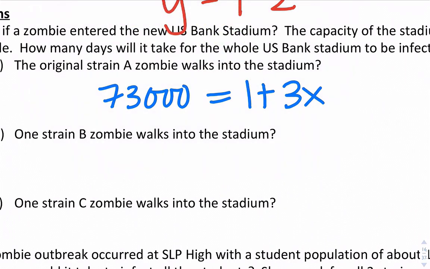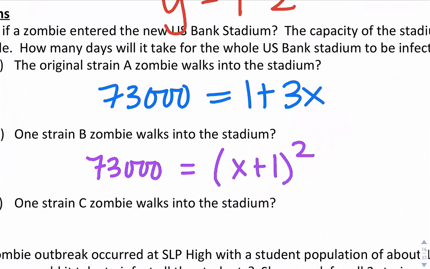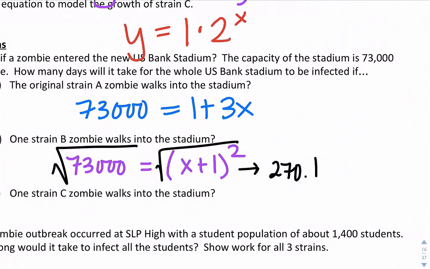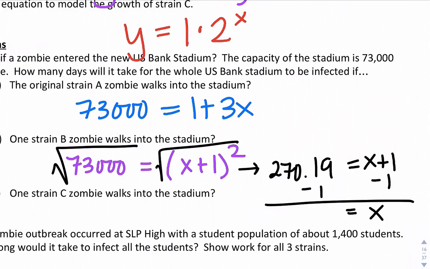The next one is 73,000 equals (x plus 1) squared, and we're going to solve that. So to get rid of a squared, how do you do it? You're going to square root. So if I take the square root of 73,000, it's about 270.19, and that equals x plus 1, and you'll subtract 1 from each side, so x will be about 269.19.